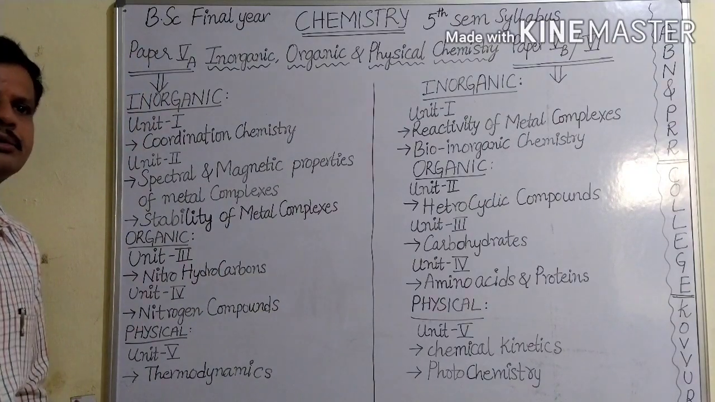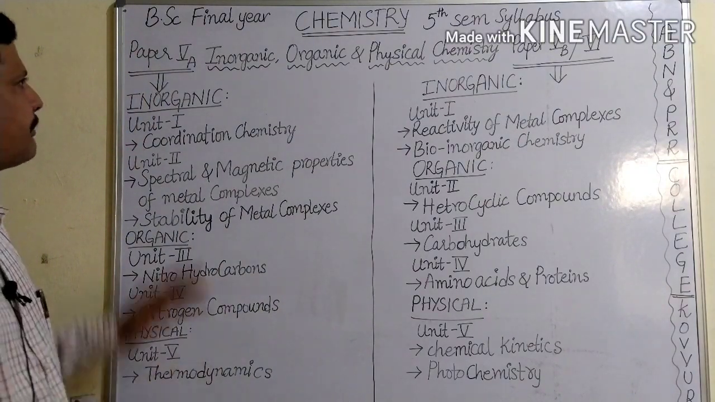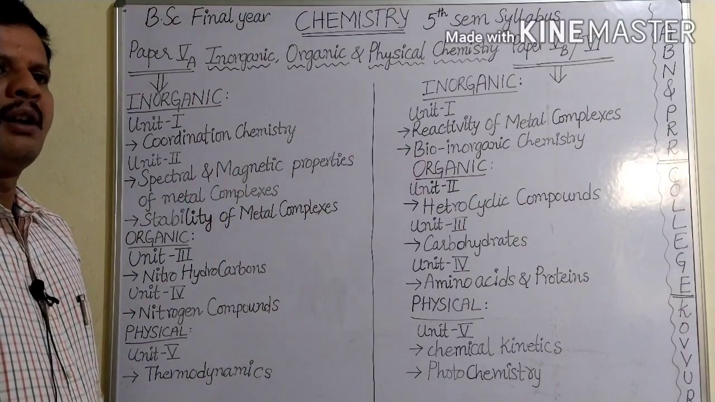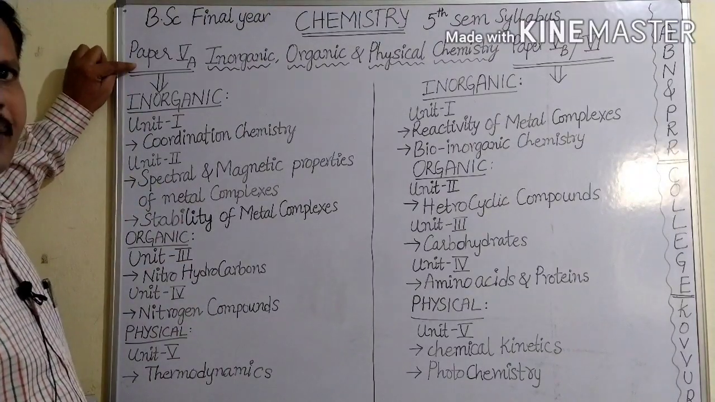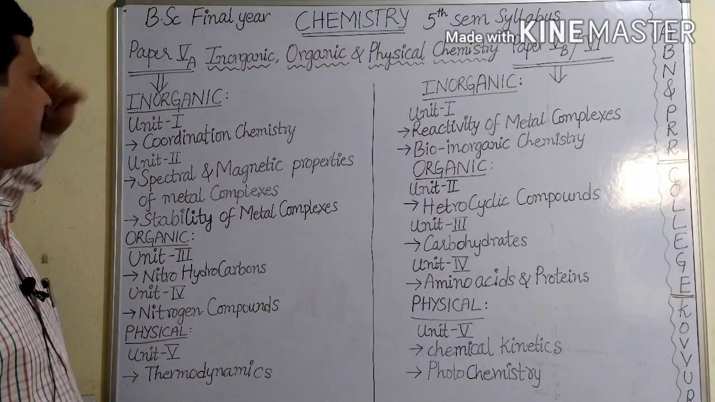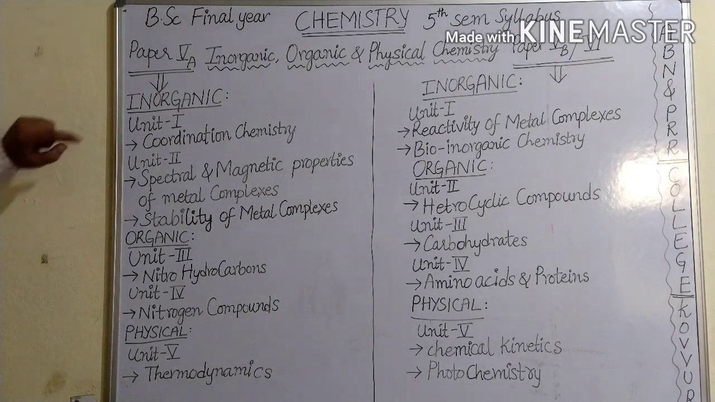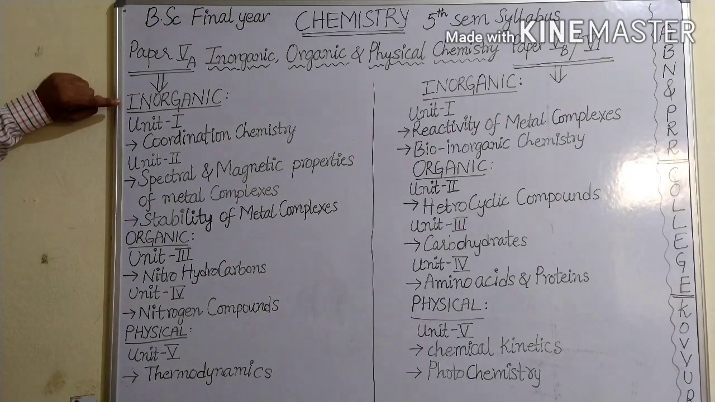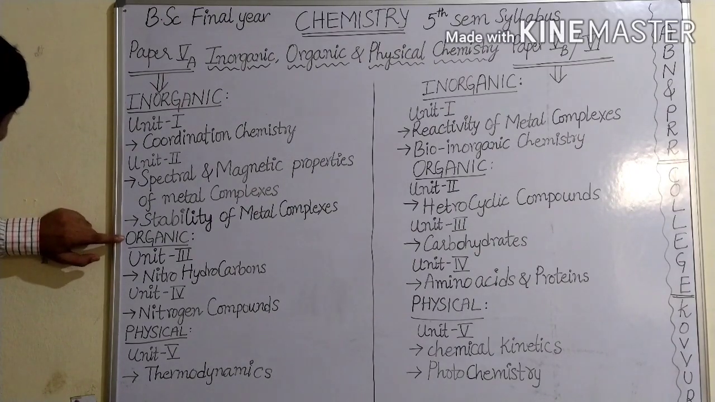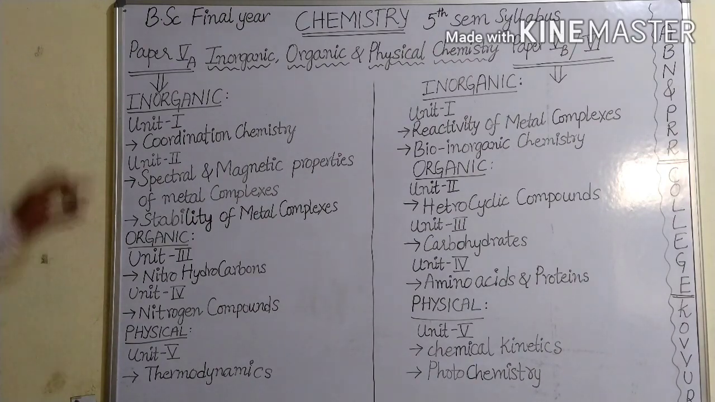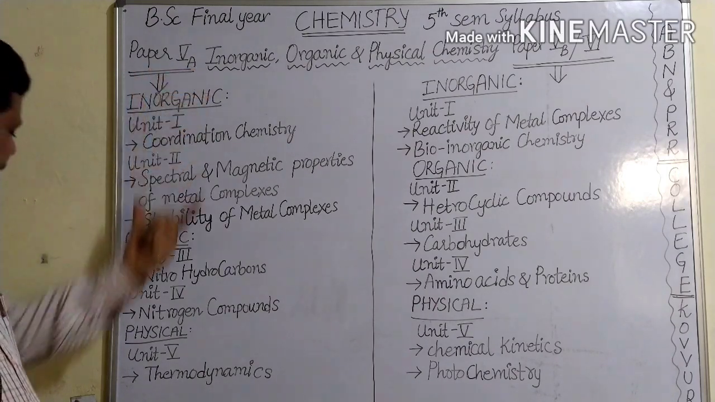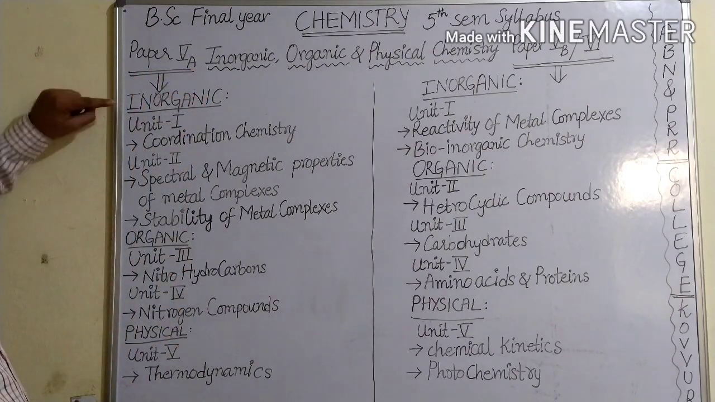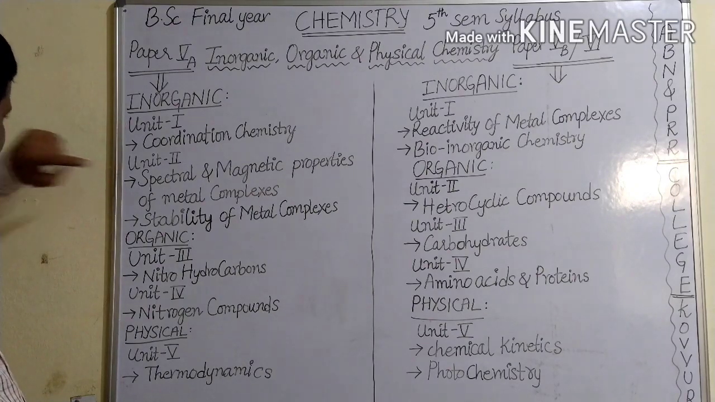Now let us know the syllabus for both the papers individually. First, we know about Paper 5A. In this Paper 5A, we have three topics: inorganic, organic, physical. These are the three branches. In this Paper 5A, we have 5 units. The first branch, inorganic, we have 2 units.